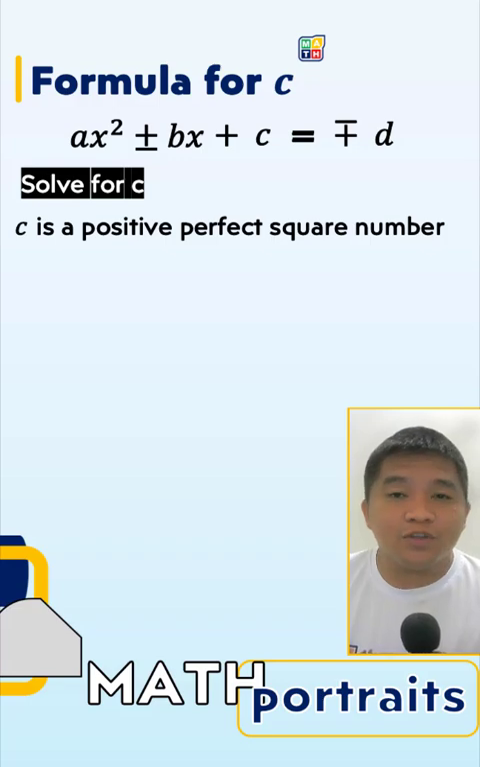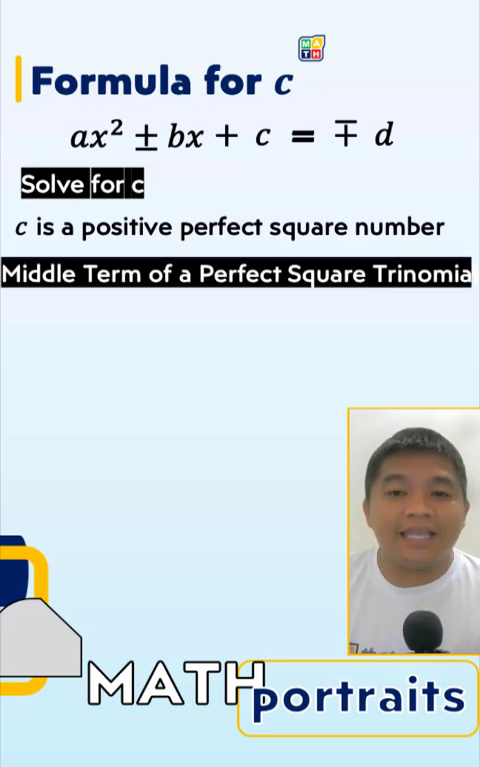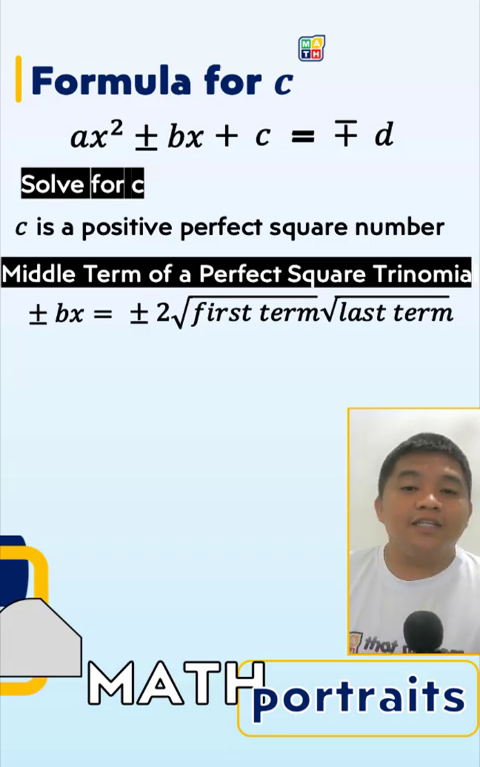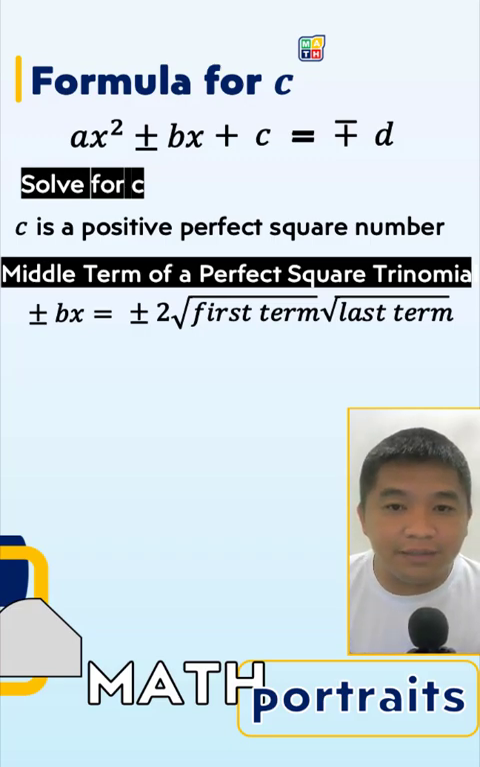So that the left hand side is a perfect square trinomial. And when we talk about the perfect square trinomial, the consideration is that the middle term, in this case plus or minus bx, is a result of plus or minus twice the square root of the first term and the last term. We are going to use this formula in order for us to solve for c, which is actually the last term.